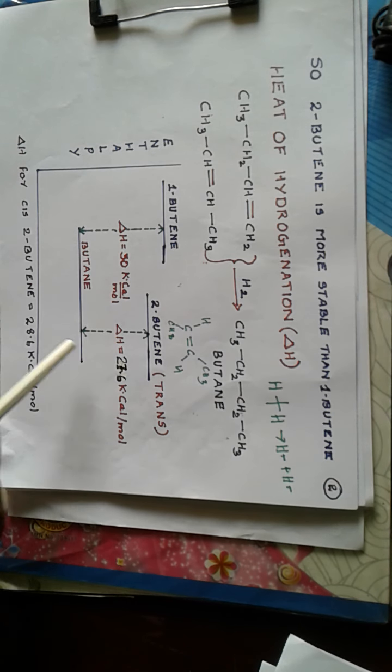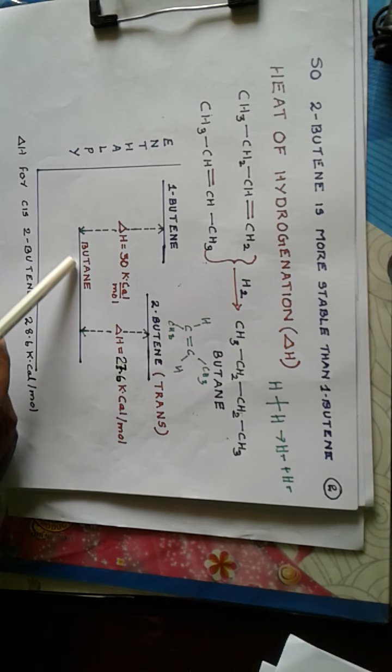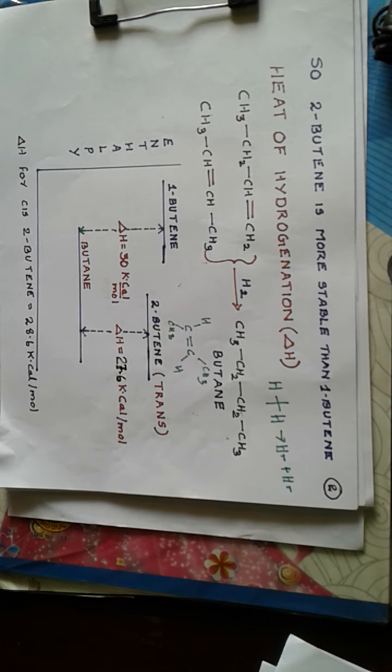So butane has a lower enthalpy due to the formation of strong C-H sigma bonds. Stronger the bond, higher is the energy liberated. Bond formation is exothermic, whereas bond breakage is endothermic, we know. So during formation of strong C-H sigma bonds, a large amount of energy is liberated, and so butane has a lower enthalpy than 1-butene or 2-butene.